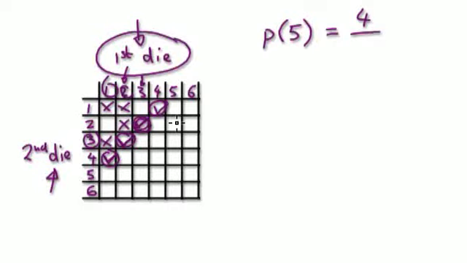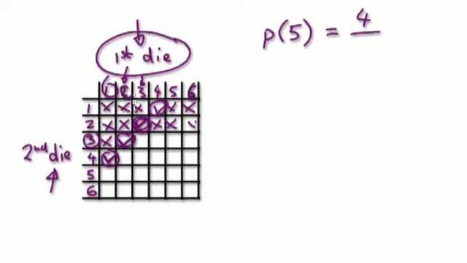Well, how many possible outcomes are there? Well, you could get a 6 and a 1. Well, that's no good. You could get a 5 and a 1. Well, that doesn't add up to 5. This one's no good. This one's no good. All the way down here.